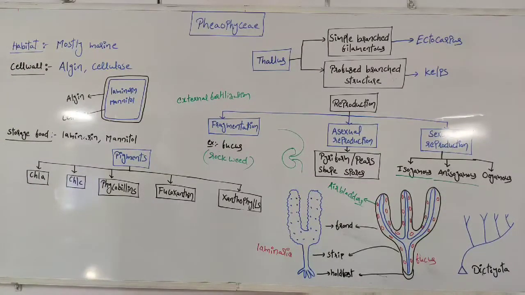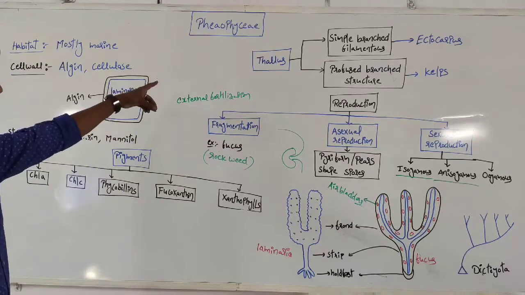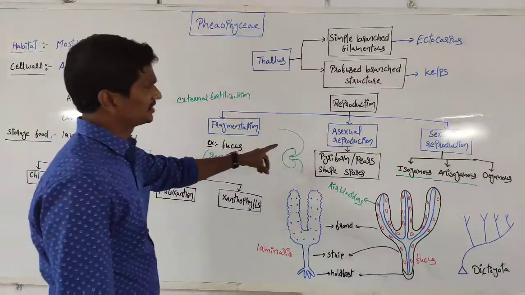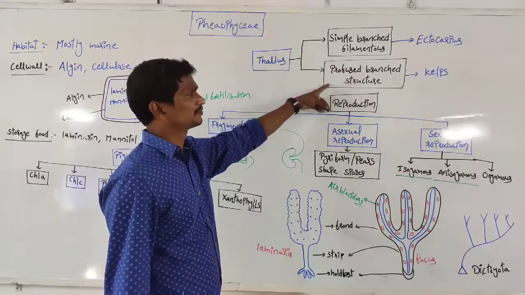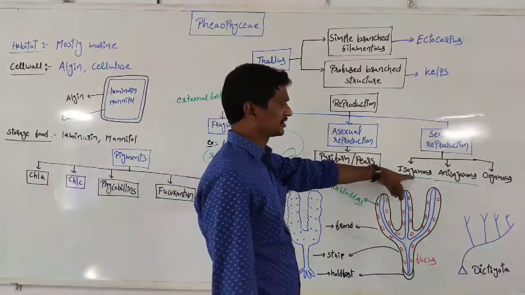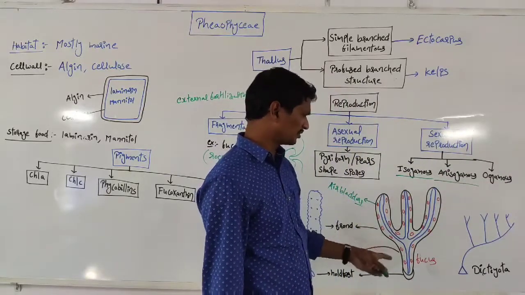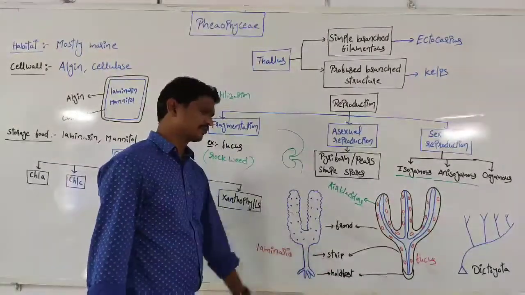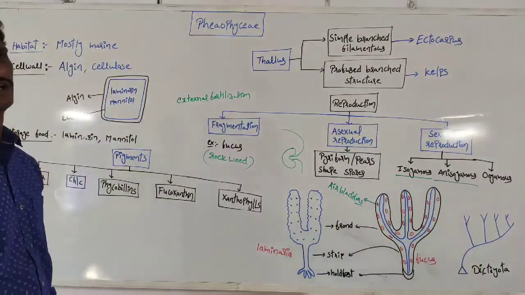Remember the main characters of the Phaeophyceae, and about Fucus, and the color of pigments, the storage food materials, and the asexual reproduction, the simple branched filamentous forms, and in this case isogamous, anisogamous and oogamous reproduction, right? And see, this is about the structures. Here the holdfast is the root-like structure, which supports attachment. These are the main key points for the Phaeophyceae.